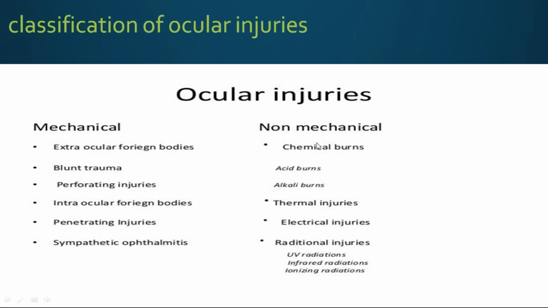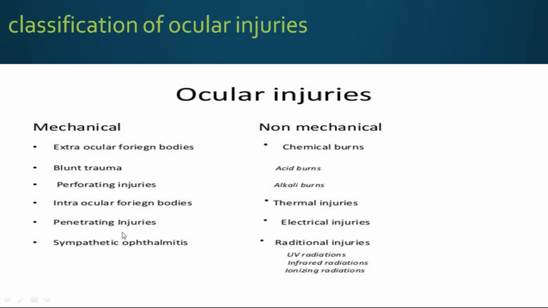Non-mechanical causes include chemical burns like acid burns and alkali burns, thermal injuries, electrical injuries, and radiational injuries. Radiational injuries are again divided into UV radiation, infrared radiation, and ionizing radiation. Chemical burns, thermal burns, electrical injuries, and radiation injuries are the non-mechanical causes, whereas mechanical causes include foreign bodies, blunt trauma, perforating injuries, penetrating injuries, and sympathetic ophthalmia.